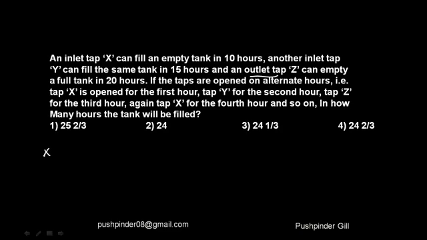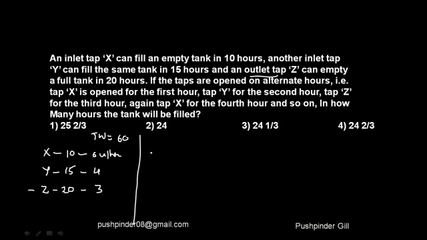So there is this tap X which can fill it in 10 hours. I'm going to be a little bit fast in this question, guys, because I want to show you how fast you can do it. Tap Y fills it in 15 hours. This is also an inlet. Then an outlet is there which finishes in 20 hours. So let me assume the total work to be 60 units. That means X fills 6 units every hour, Y fills 4 units every hour, and Z empties 3 units every hour.